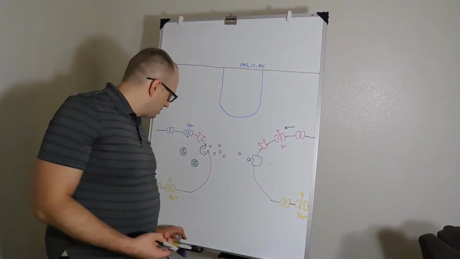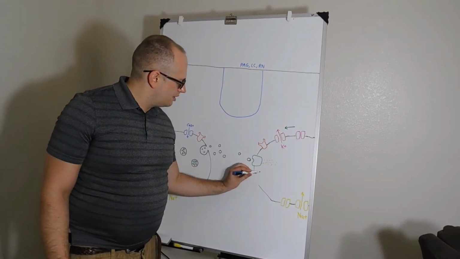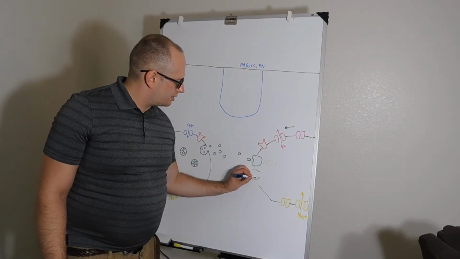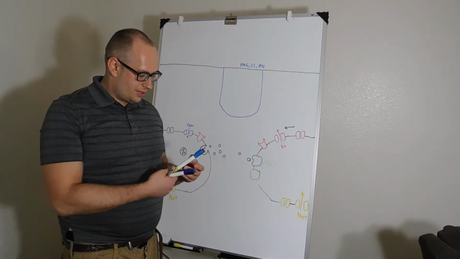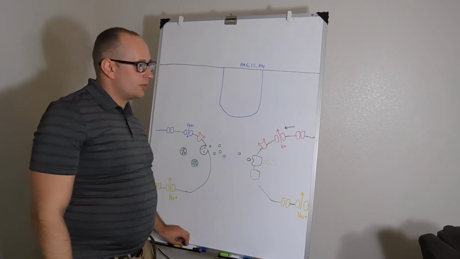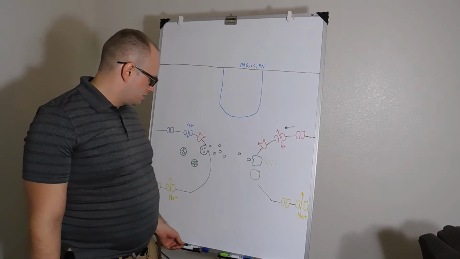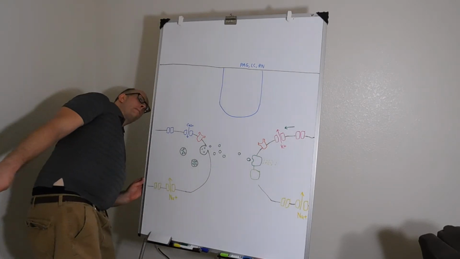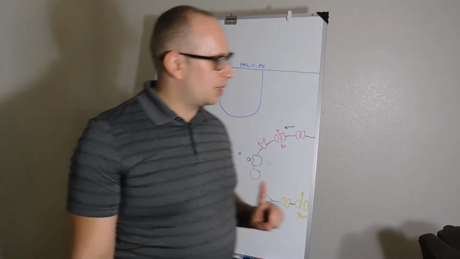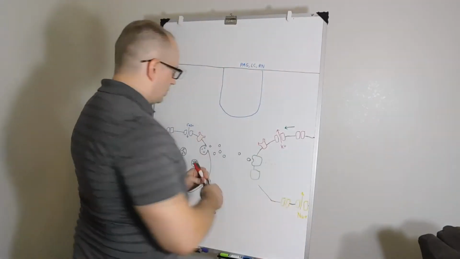We'll draw it like a lighter green color here. So this is your NMDA receptor. And where's my black marker? Huh. Hold on a second. My black marker.